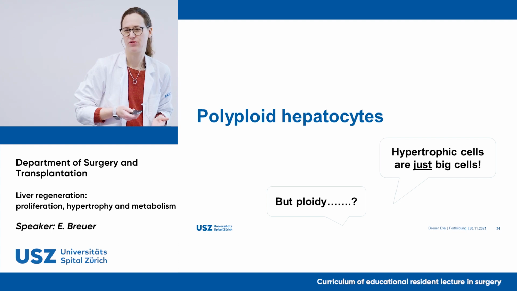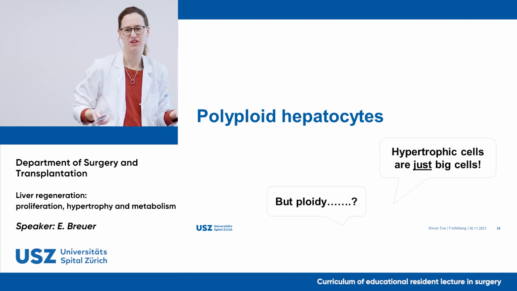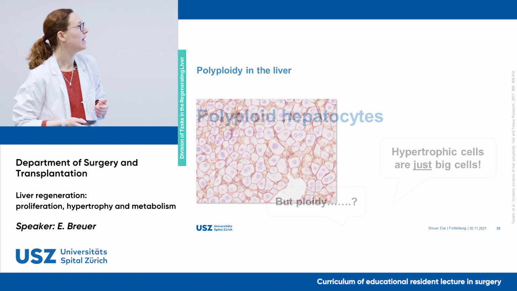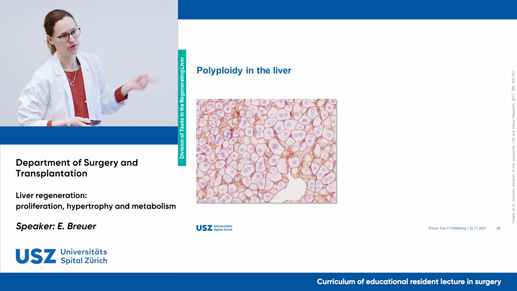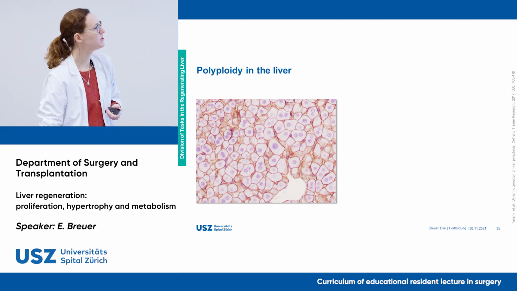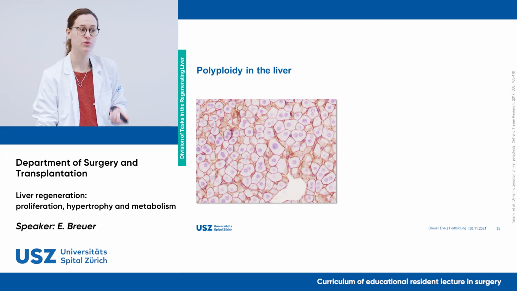But what are these hypertrophic cells? Are they just big because they have these metabolic functions, or is there something more? If you take a closer look at this picture, we see a normal liver, but we also observe that we have many cells with two nuclei. These are the binucleated cells. So they have two nuclei.